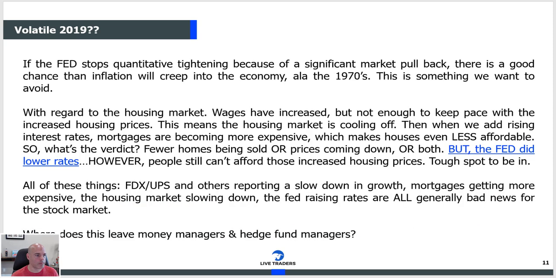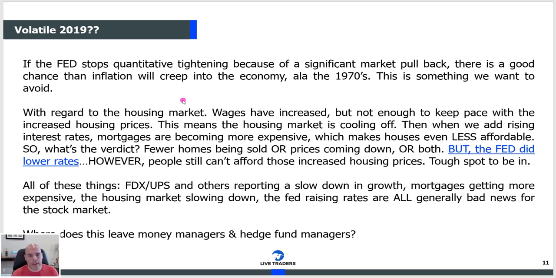Okay. So now, what happens, right? We go through all of this. If the Fed stops quantitative tightening because of significant market pullback, there's a good chance inflation will creep up. We don't want that, okay? Something we want to avoid, right? You don't want massive inflation, but you also don't want deflation. So there's a method to this, guys. I'll get to it, okay? So you talk about the housing market. Wages are going up. That's good, but not enough to keep pace with the increasing housing market, okay?